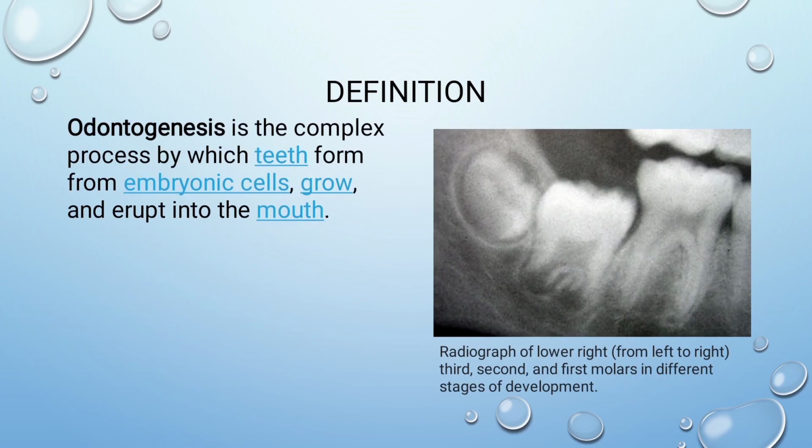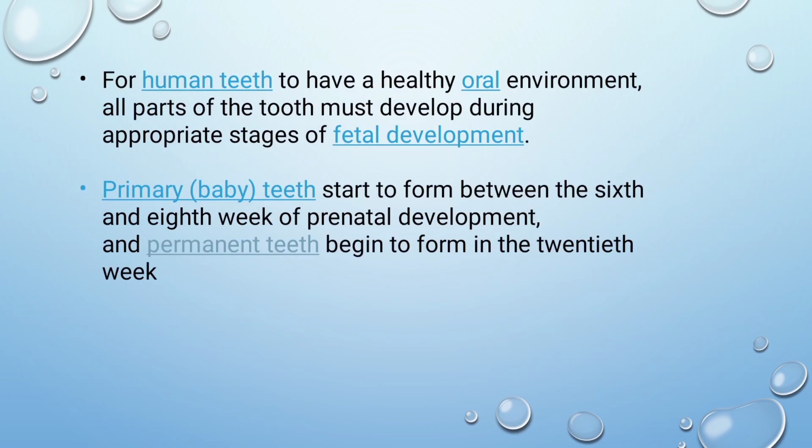So, let's begin. Odontogenesis. Odontogenesis is a complex process by which teeth form from embryonic cells, grow and erupt into the mouth. So actually these are embryonic cells which start proliferation and eventually erupt into the mouth. This radiograph shows all the three stages of tooth development.